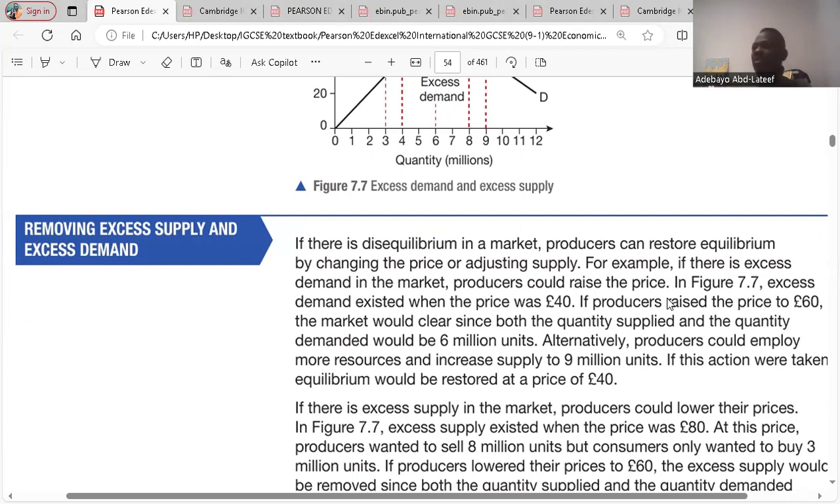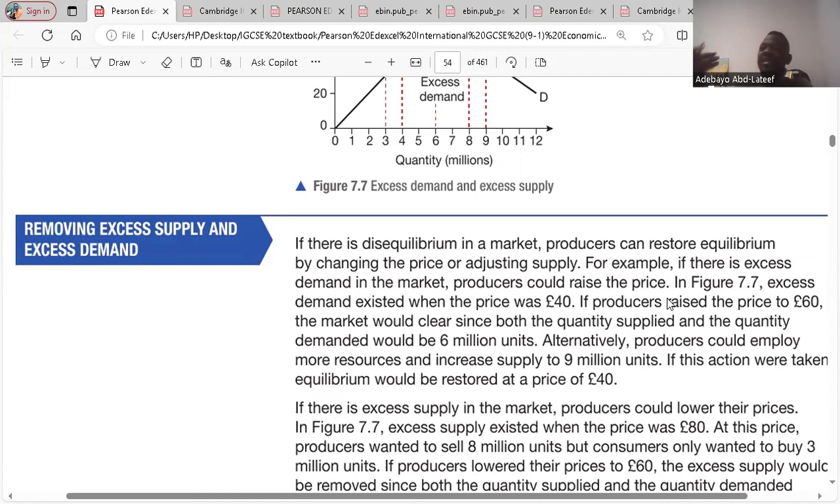So how do we correct disequilibrium? We can correct it from the supply side because it's through the producers. You can correct disequilibrium either by adjusting the supply or adjusting the price. That means a change in price. Let's assume there's excess supply in the market. What can firms do to correct that disequilibrium? They can reduce the price. Reducing the price will increase the quantity demanded in the market, and that could bring about equilibrium. Do you get it? Yes.